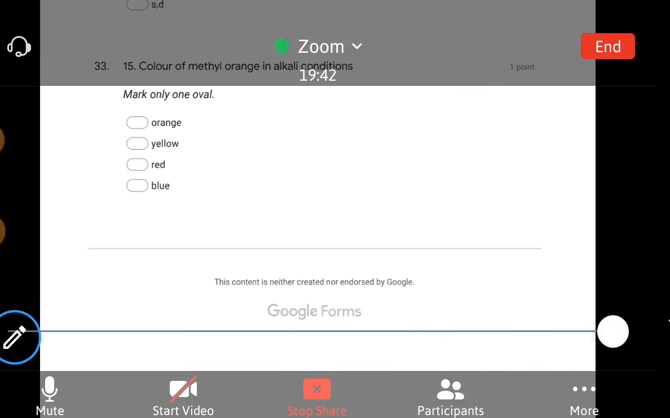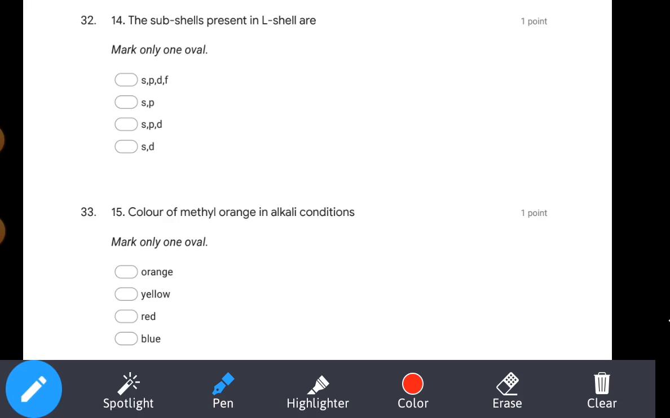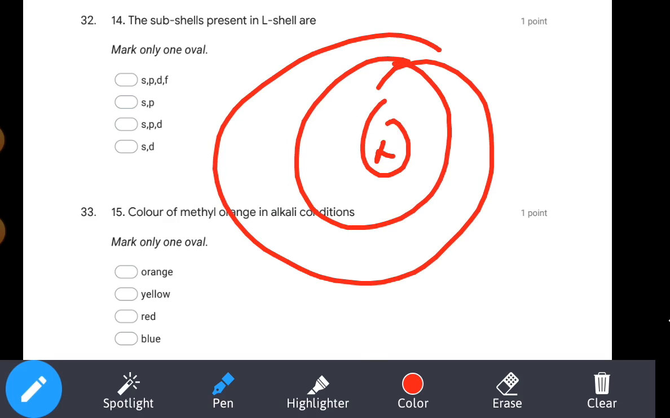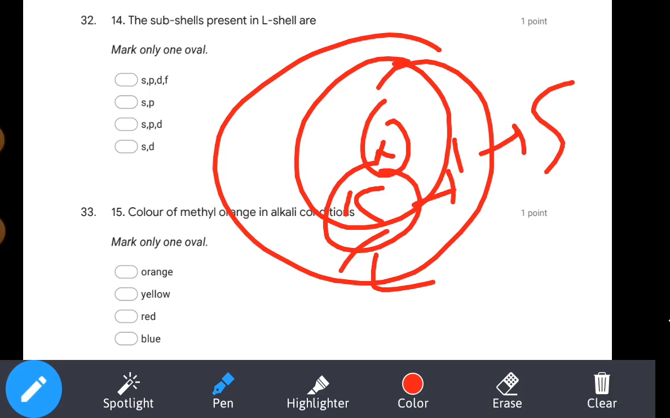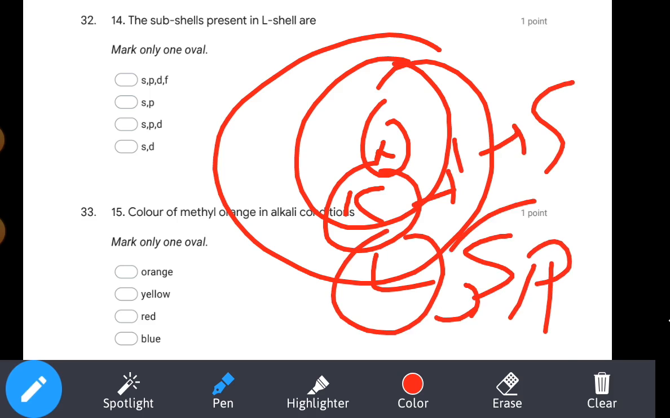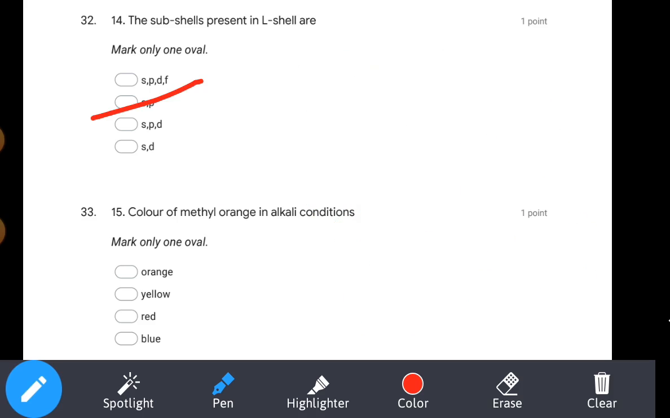Let me zoom it. The sublevels of L. If you take the nucleus at the center, the first shell is called K, the second shell is called L. How many subshells will it have? K has 1 subshell, the s subshell. The second shell will have 2 subshells: s and p. So option 2.